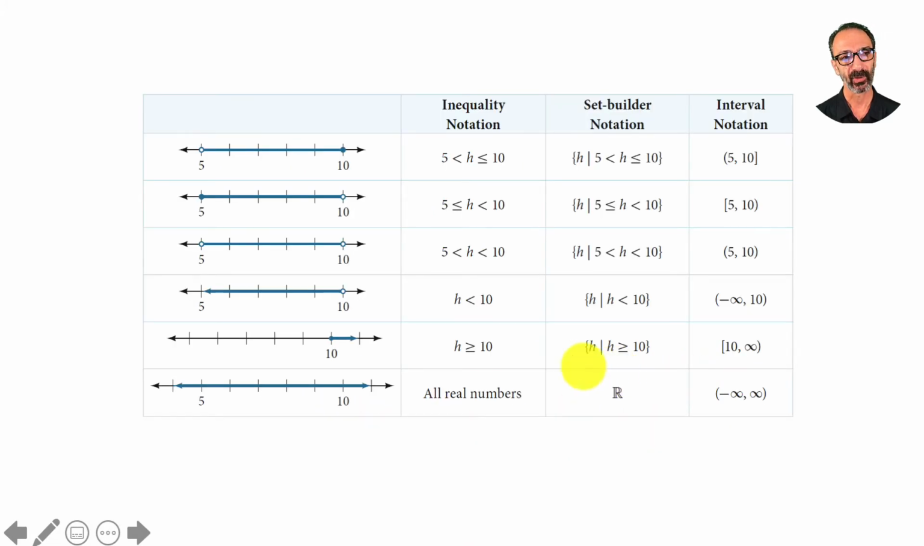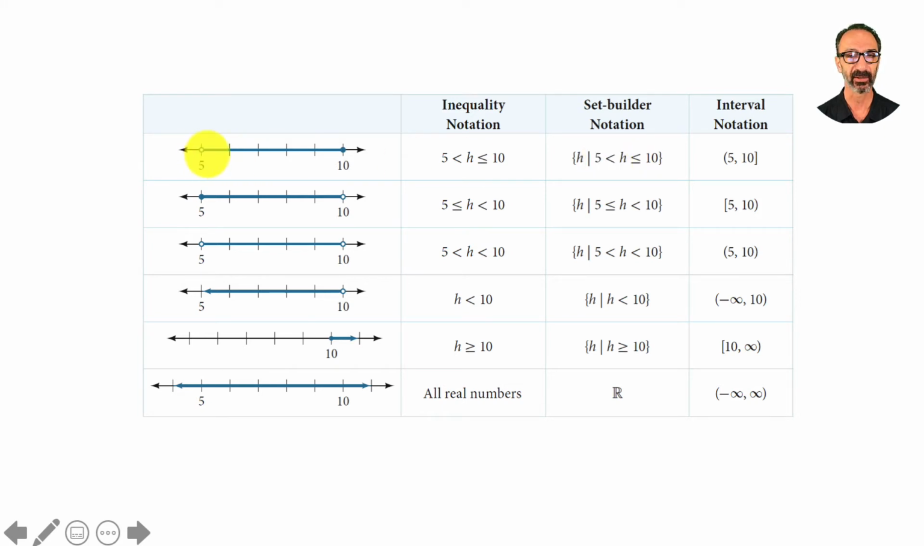Now, graphically, this says all points from 5 to 10, not including 5, including 10. h is greater than 5, less than or equal to 10. Or as a set builder notation, this is inequality, this is set builder notation, you could say h such that, this vertical line, sometimes we use a forward slash, means such that, h is greater than 5.